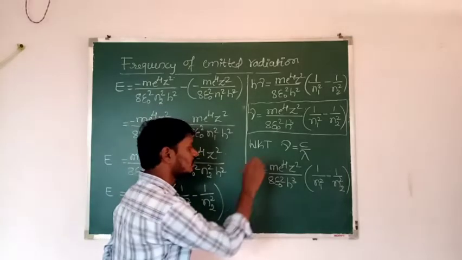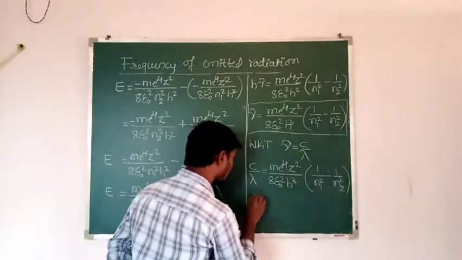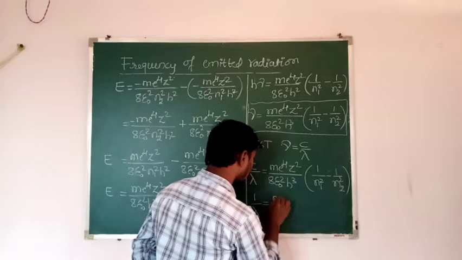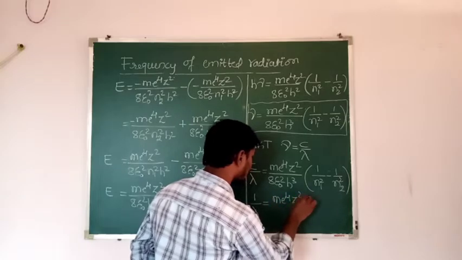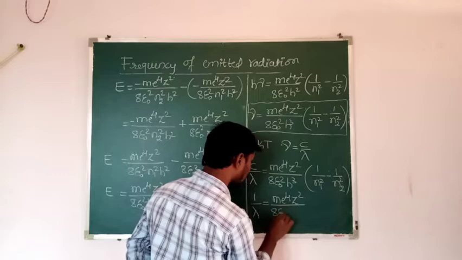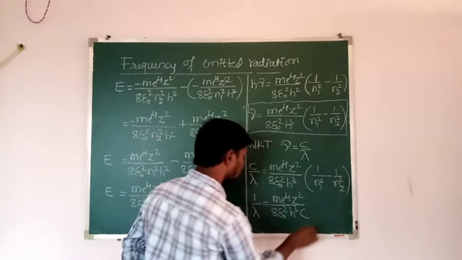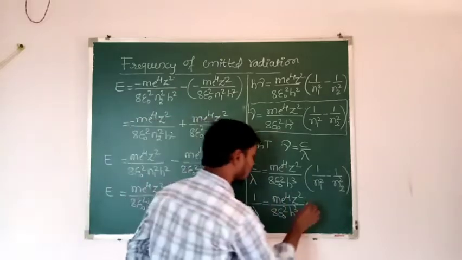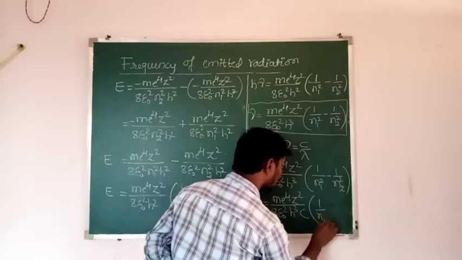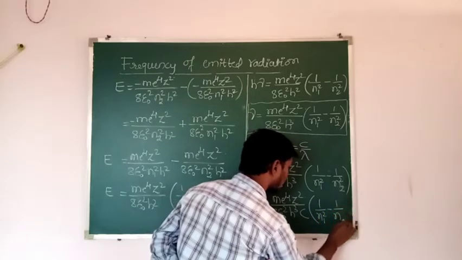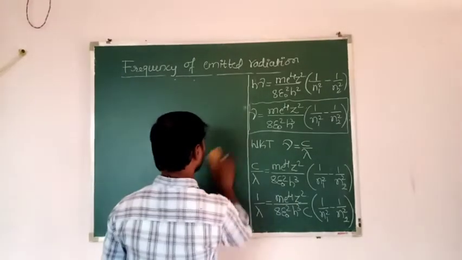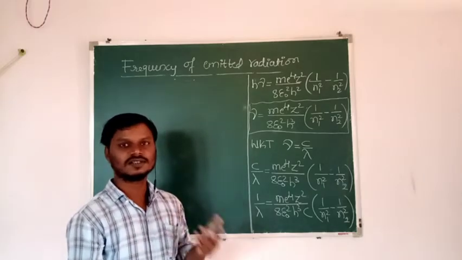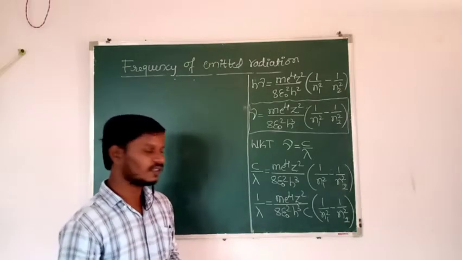Then I will take this c to the right hand side. Then 1 by lambda is equal to m into e raised to 4 into z square divided by 8 epsilon naught square into h cube into c. So here c is in the numerator, that comes to the denominator on the right hand side. Then it is 1 by n1 square minus 1 by n2 square. Then by using this formula we are going to find the wavelength of the emitted electromagnetic radiation.